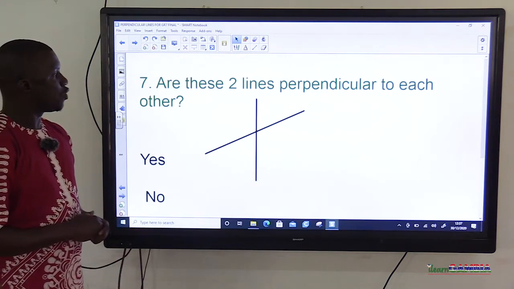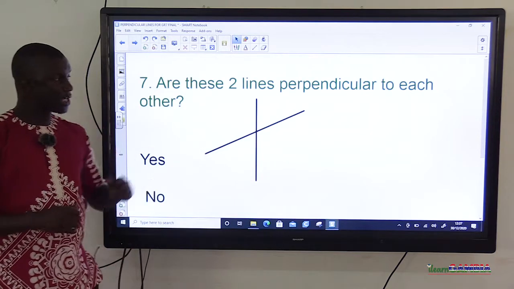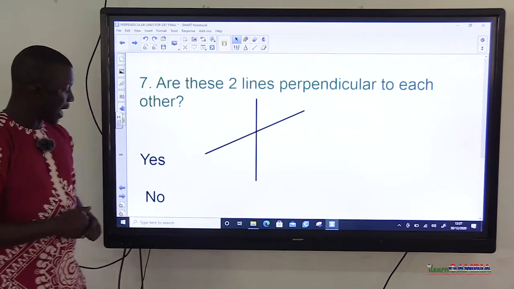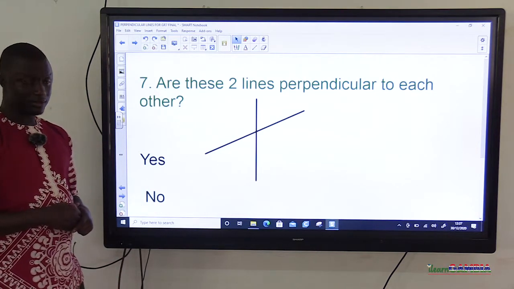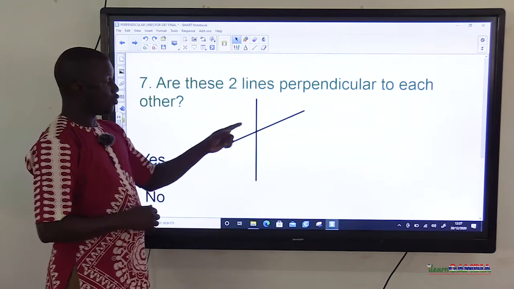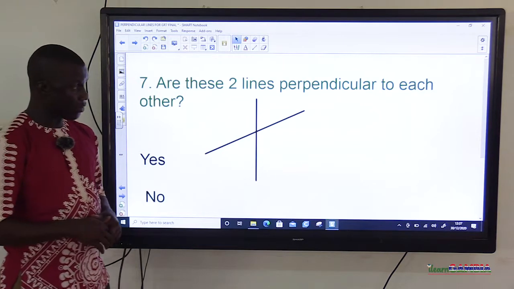Question 7, are these two lines perpendicular to each other? We would conclude that these two lines are not perpendicular to each other. The answer is no, because they do not intersect at a right angle. So these two lines are not perpendicular to each other.